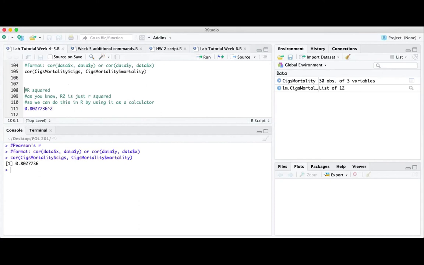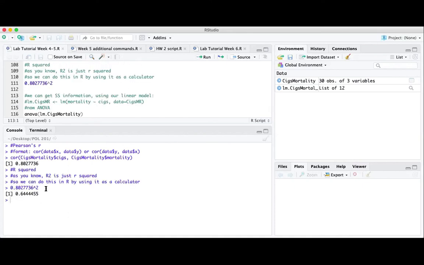Sorry, let me just make sure I have access to my chats in case I get any questions. Okay, so that's Pearson's R. So now if I were to square this, then I get R squared, so 0.64. So this is R squared, 64% of the total variation in mortality rate is explained by cigarettes. So again, let's get the SSR, SSE, and all of that information as well.